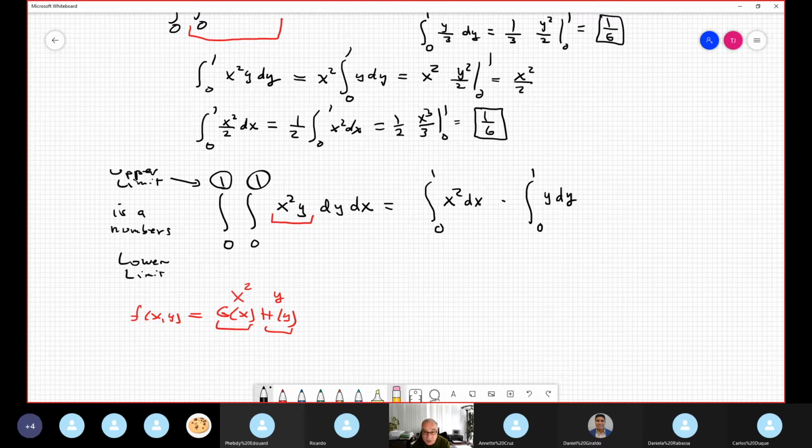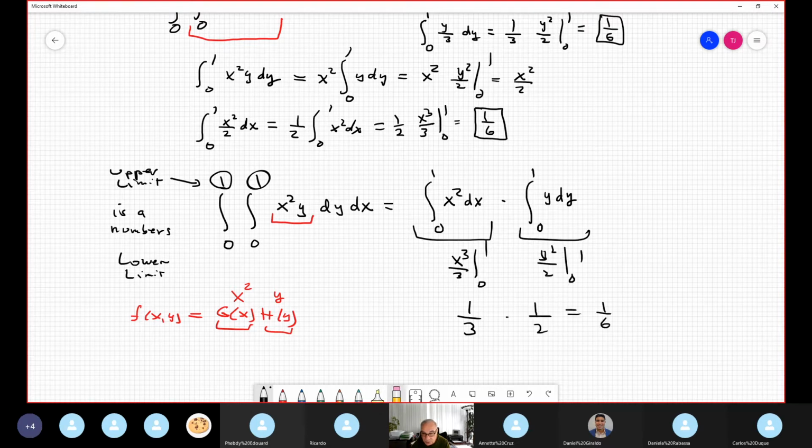Okay, entonces I evaluate this. This is x cubed over 3, evaluated between 0 and 1. Que es obvio que 1/3. That part is 1/3. And this is y squared divided by 2, evaluating between 0 and 1, times 1 half, which is 1/6. End of the story. Any question?